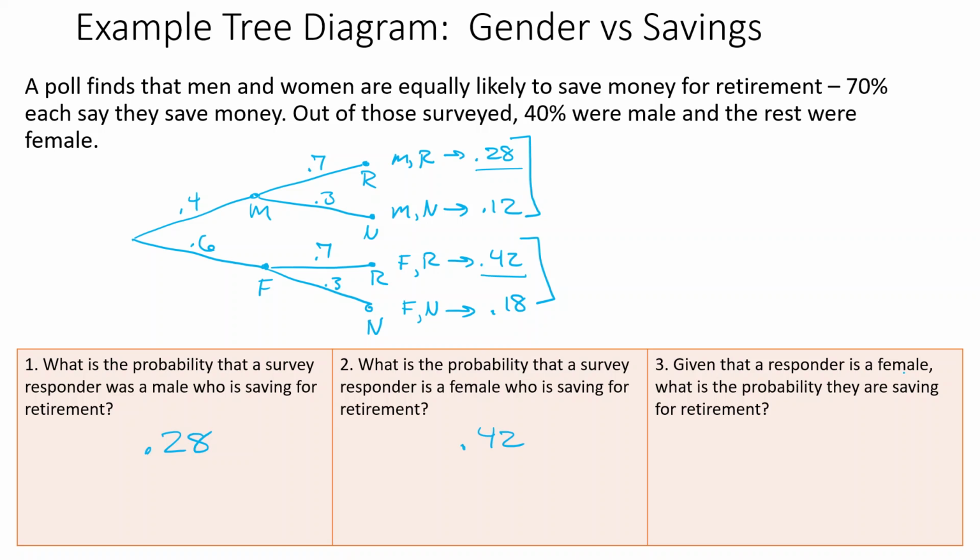Given that a responder is female, well, let's say 60% are female, or we can say it's these two added up. But given that it's female, means out of the 0.60 or 60%, what is the probability that they are saving for retirement? So female retirement would be 0.42. And if we do divide those, we do get exactly 0.7, which is the 70% that are saving for retirement. That's the beauty of independence. It's going to work out to the same thing.